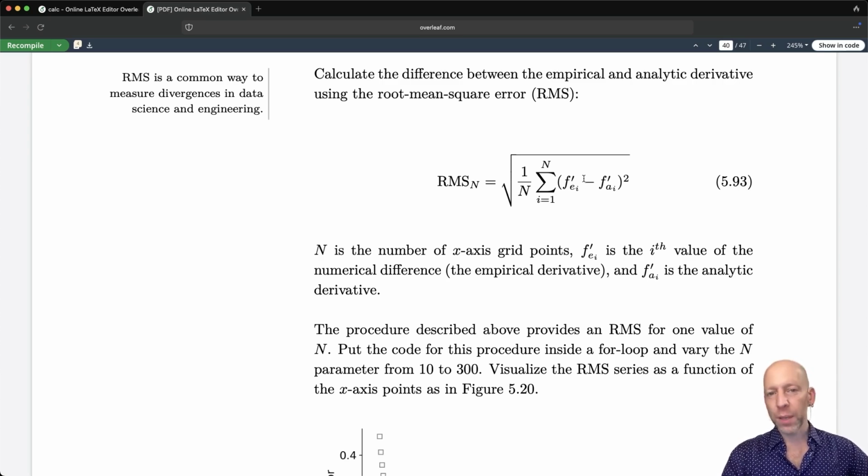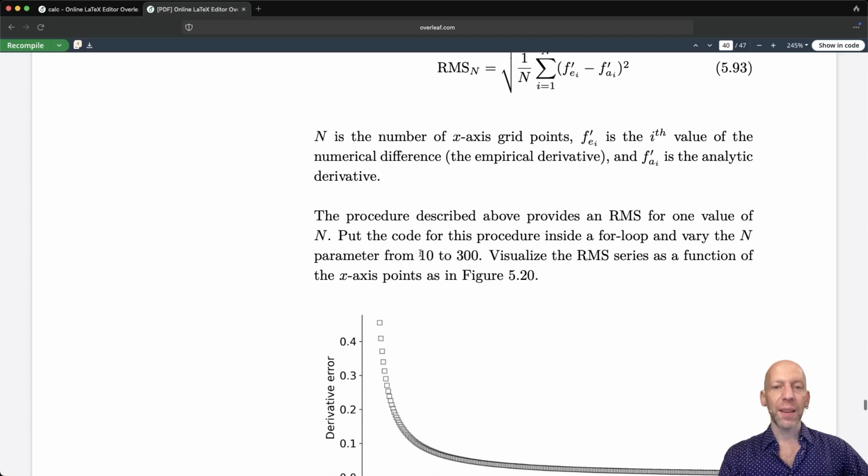And now there are lots of points, of course, so we sum over all of the points, and then we divide by n to give us an average. So that's where the mean comes from, and the s is for squaring. And then we take the square root of that result, and that just brings it down a little bit. Okay, so you want to compute that for a range of n parameters from 10 to 300.